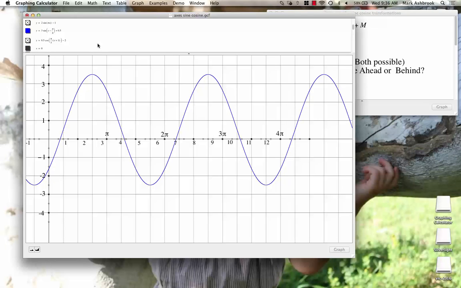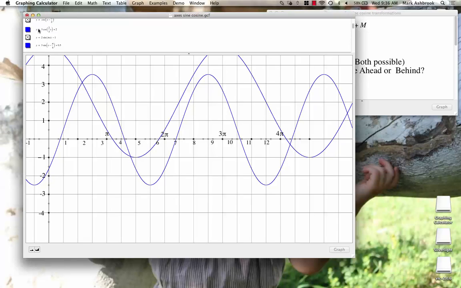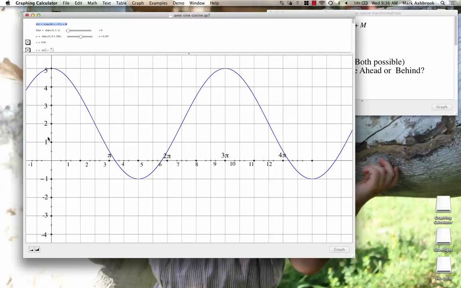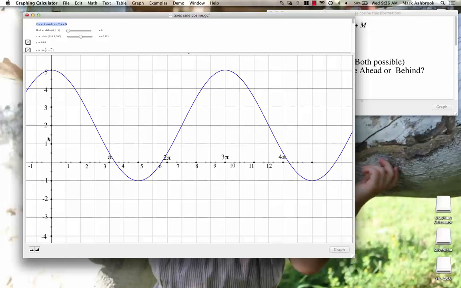No, I don't think I wanted that one. Let's see. I wanted this one. That's the one I wanted. Okay. All right, and I want those lines to be pretty faint.